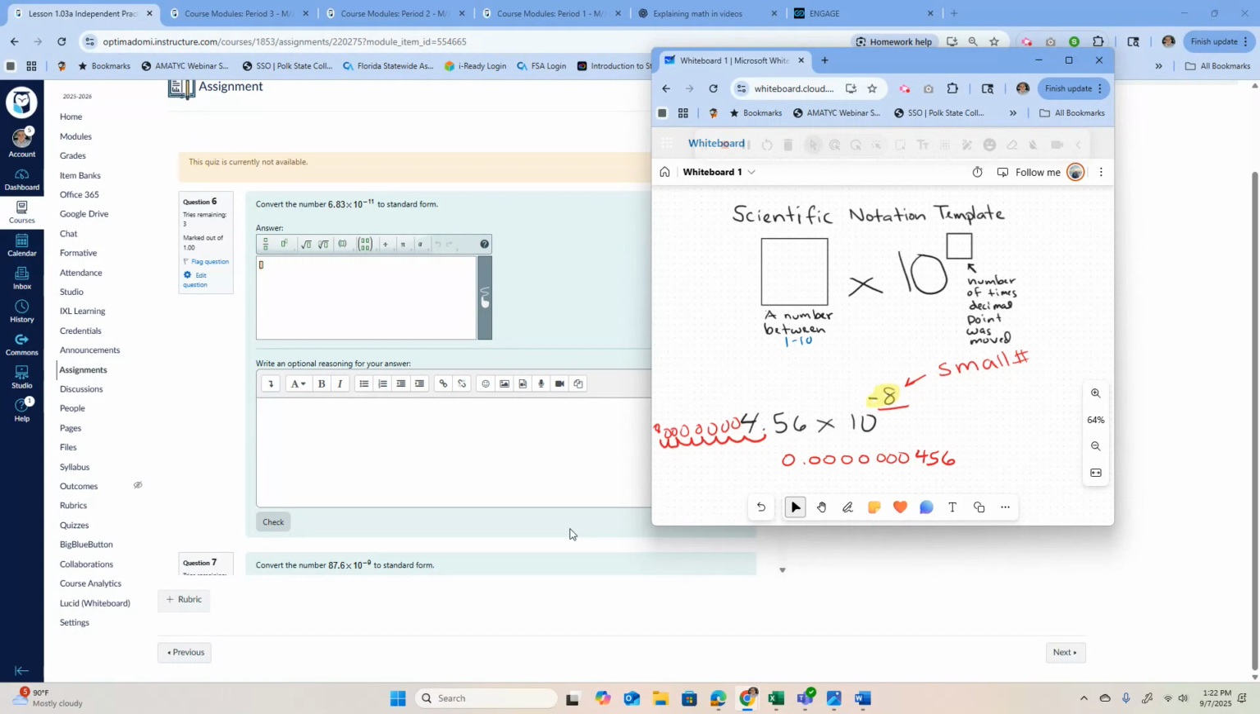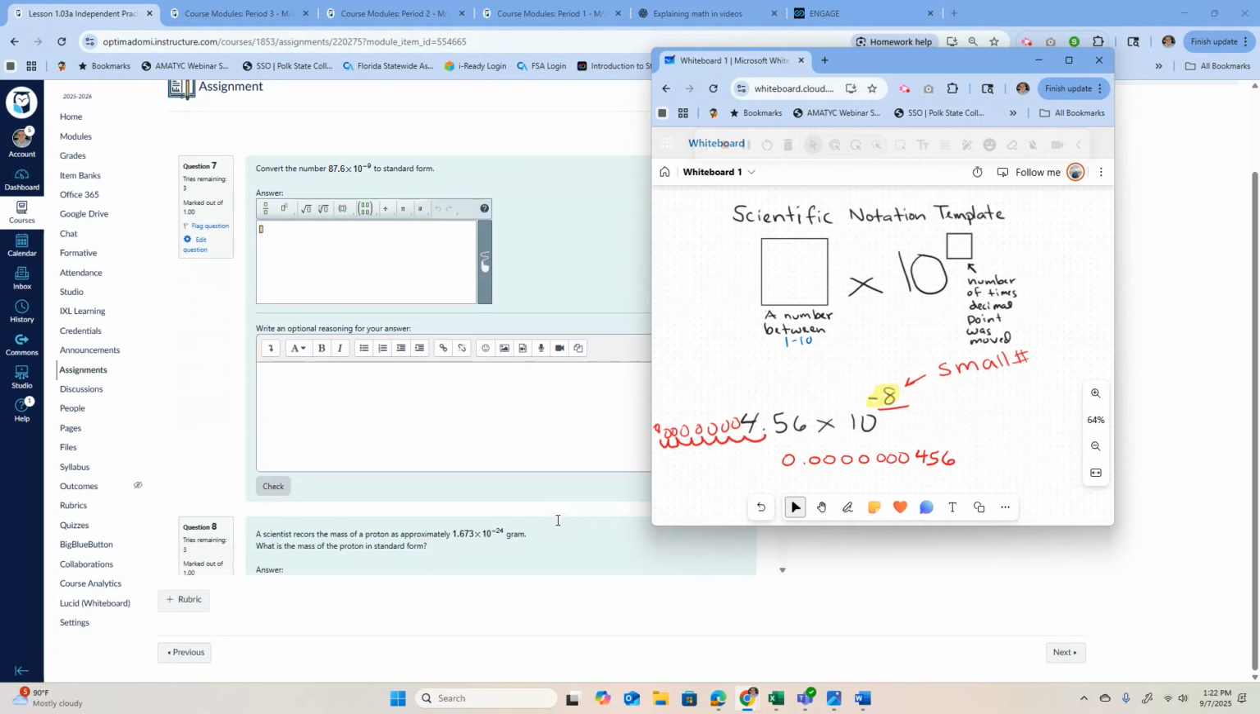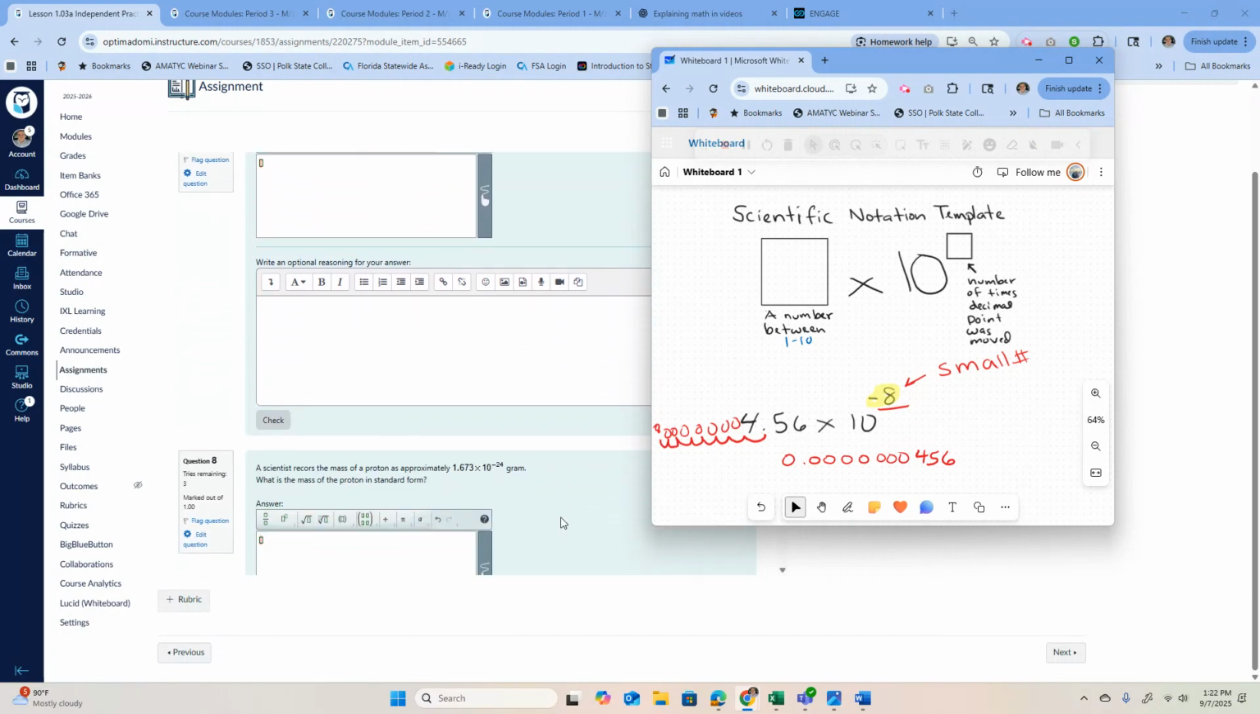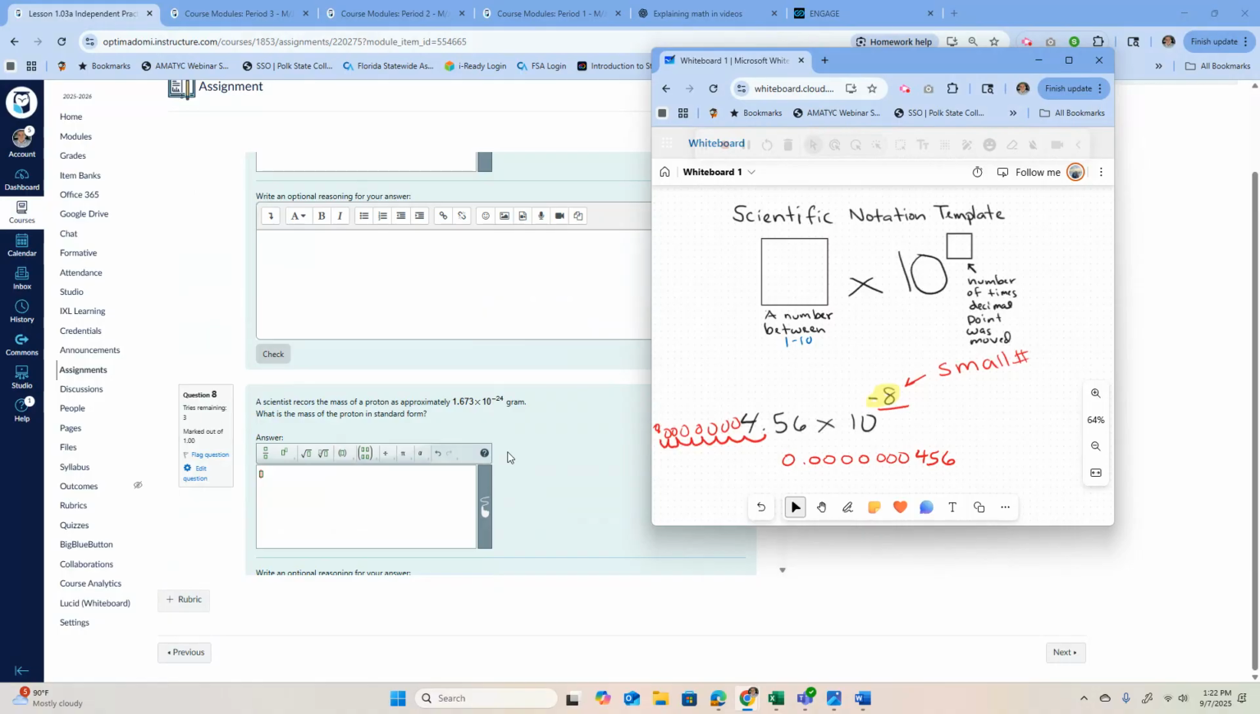And the same thing you're going to do in problem number 7. Okay, same idea. All right. And the same thing you're going to do in problem number 8. That's how you do this lesson. I hope this helps.